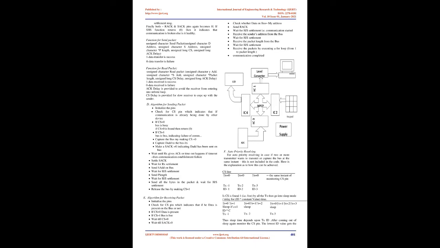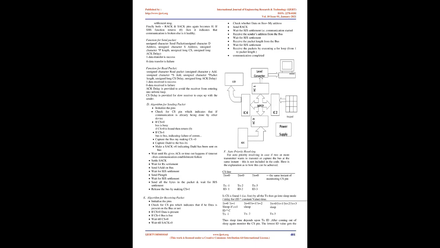P_LENGTH is the packet length. It gives the length of the data to be sent. The packet length field is 1 byte long. Packet data. This field gives the data to be sent. The length of the data to be sent is a maximum of 255 bytes.